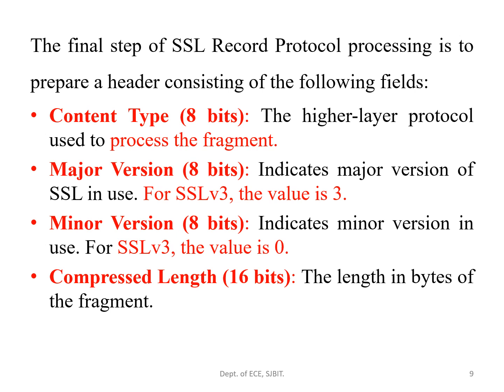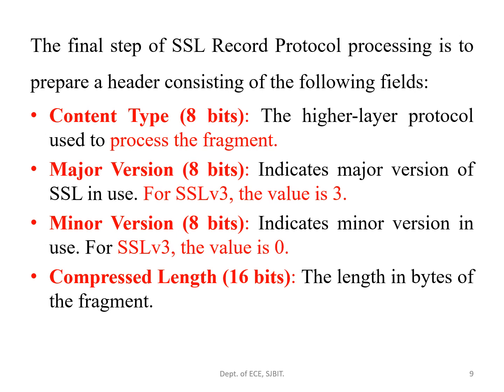The final step of secure socket layer record protocol processing is to prepare the header. The header consists of the following fields. First is content type, which is 8 bits in size. Second is major version, which is 8 bits. Minor version is also 8 bits, and compressed length is 16 bits.